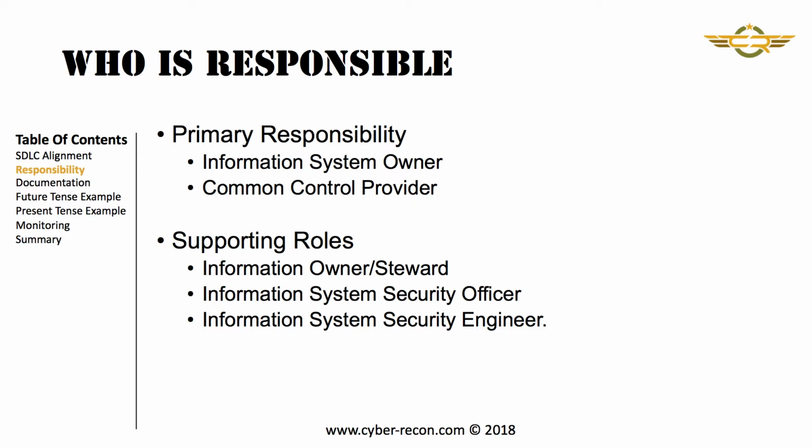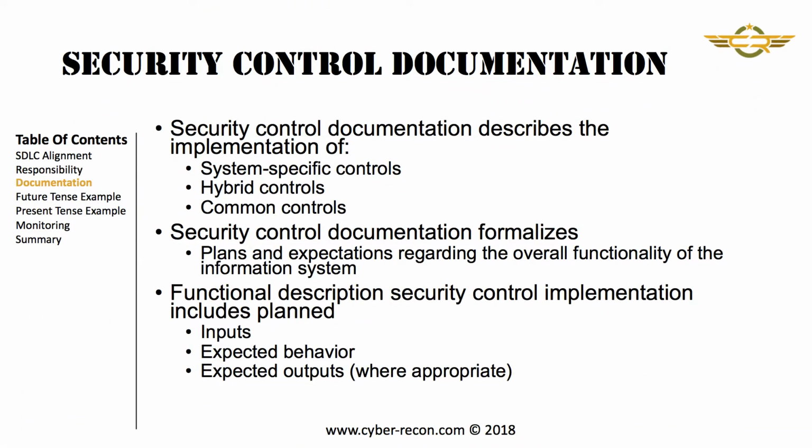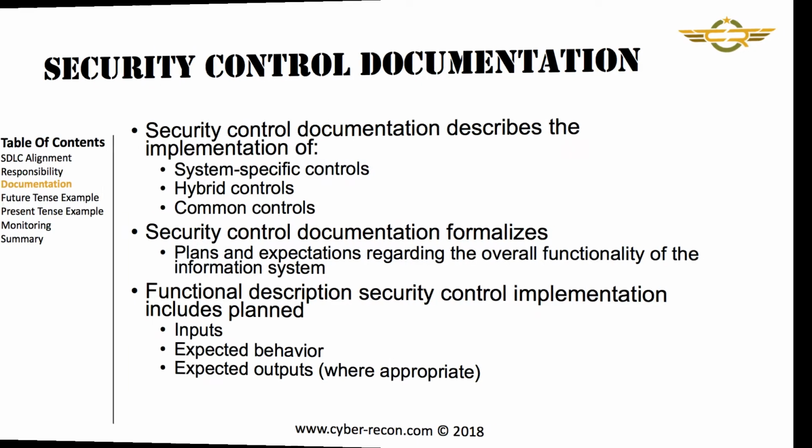These roles are supported by the information owner or information steward, the information system security officer, and the information system security engineer. Security control documentation describes the implementation of system-specific controls, hybrid controls, and common controls. Security control documentation formalizes plans and expectations regarding the overall functionality of the information system. Functional description of the security control implementation includes planned inputs, expected behavior, and expected outputs where appropriate of the security controls that are being documented.